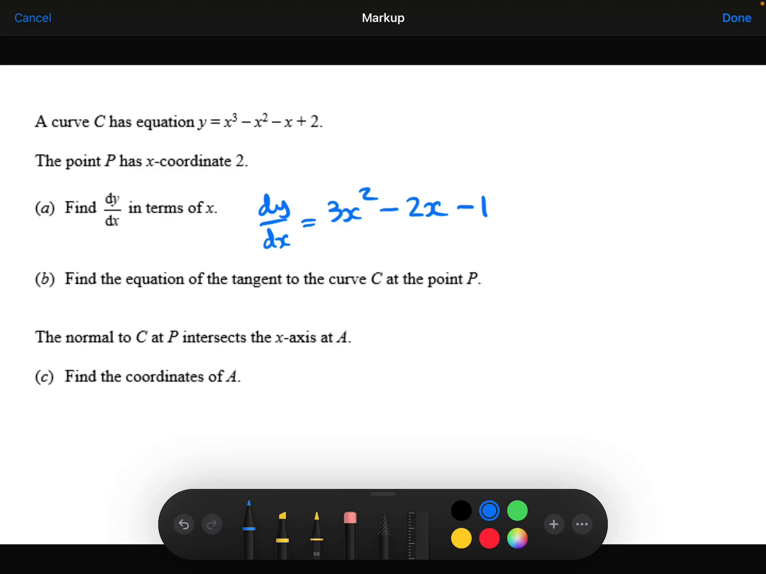Part B, find the equation of the tangent to the curve at point P. So, tangent y equals mx plus c. We want the gradient and the y-intercept. To get the gradient, we can use our gradient function from part A, where x is 2 at point P. So if we substitute 2 into our gradient function, that's going to tell us the gradient of the curve at point P.